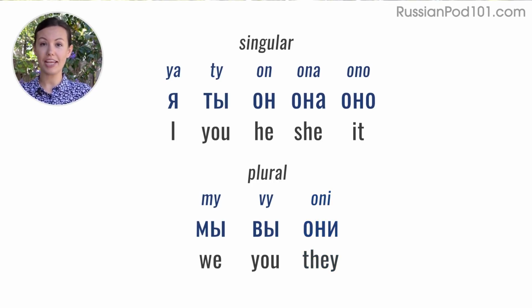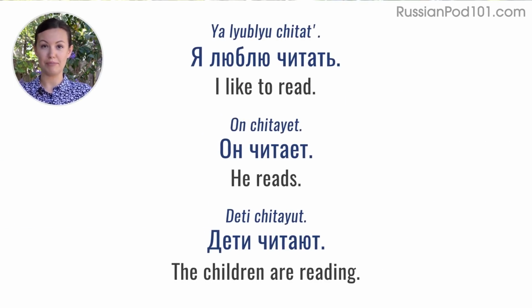So, to conjugate a verb, you need to change their personal ending. For example, я люблю читать. I like to read. Он читает. He reads. Дети читают. The children are reading.